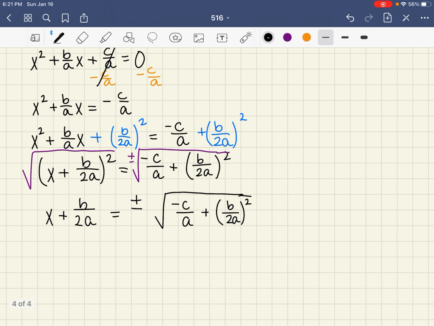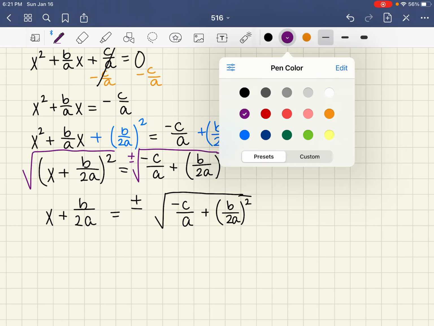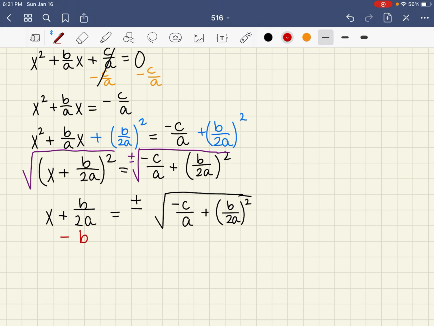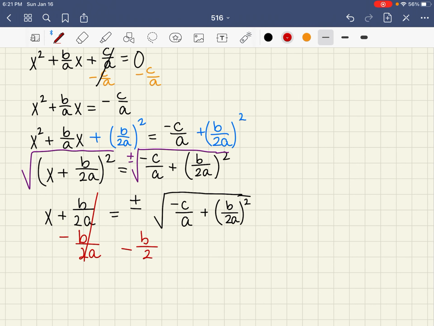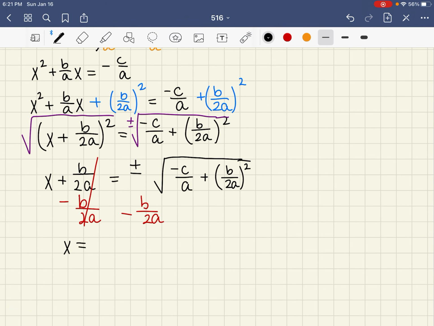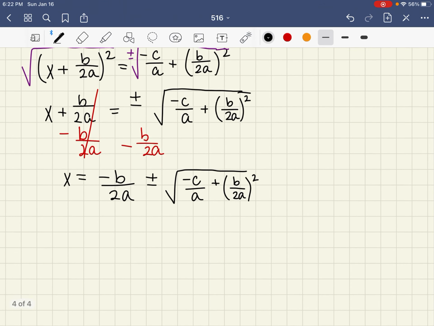Now we can subtract that b over 2a from both sides. And we get x equals negative b over 2a plus or minus the square root of negative c over a plus b over 2a squared. Now we can simplify this a little bit.